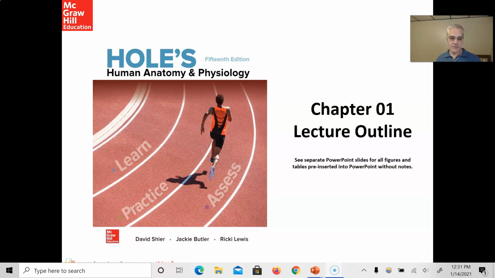We're going to dive right into the content now. Chapter 1 here. Now, I have to explain something. You'll notice this says Holes, Human Anatomy and Physiology. This is another textbook written by the same publishing company as yours, McGraw-Hill. You can see up there in the corner. These slides, I like the organization of these slides better than the slides that they provide for the textbook that you have. It's my choice to do it this way.